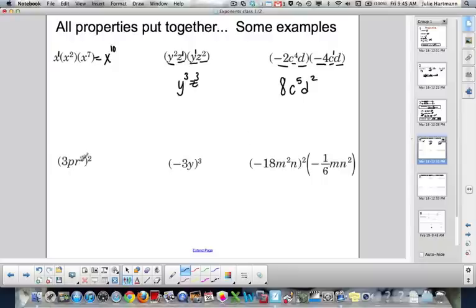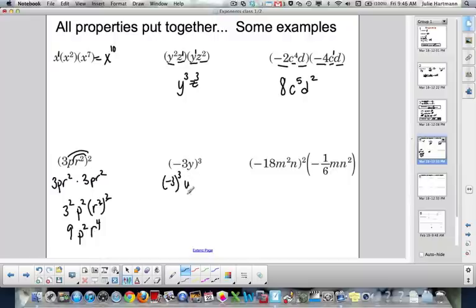The next one, 3pr squared, all of that squared, means you have basically this. Or in other words, 3 squared, p squared, and r squared squared. Power to a power, we multiply, so that's r to the 4th. And you have p squared and 3 squared. 3 times 3 is 9. Okay. This next one, you have negative 3 to the 3rd power and y to the 3rd power. Well, negative 3 times negative 3 is 9 times negative 3, so negative 27 y to the 3rd.